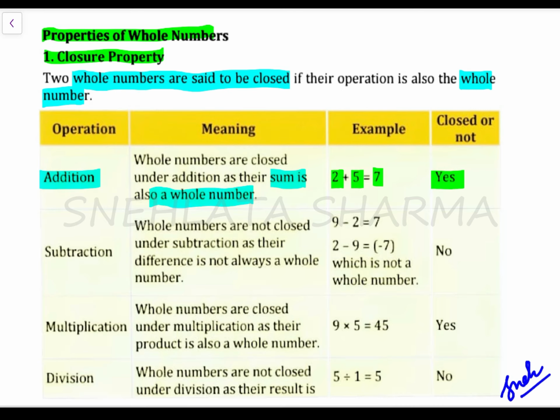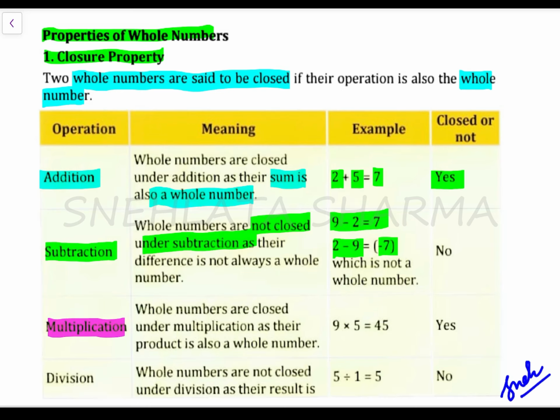The second operation is subtraction. For subtraction, let us take two examples. If we subtract 2 from 9, we get 7, which is a whole number. And if we do the reverse, if we subtract 9 from 2, we get minus 7, which is not a whole number. So we can say that whole numbers are not closed under subtraction as their difference is not always a whole number. The next operation is multiplication.